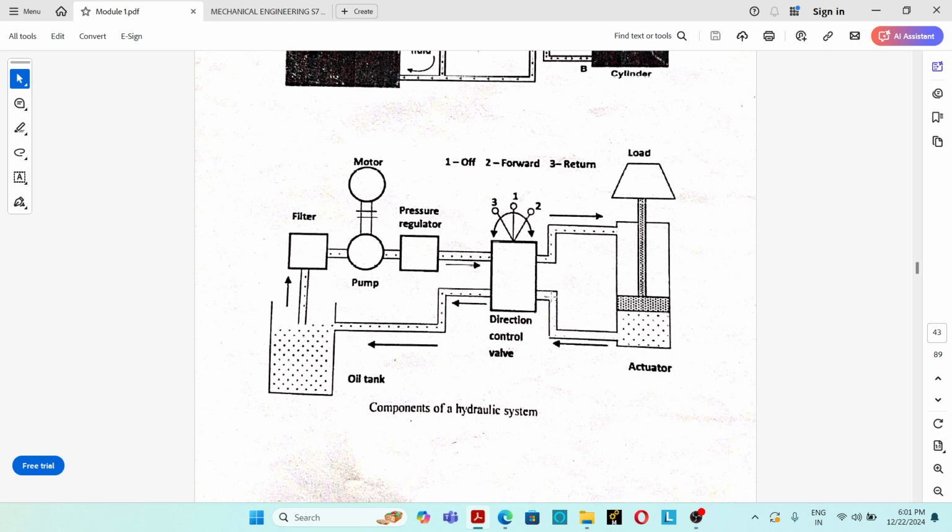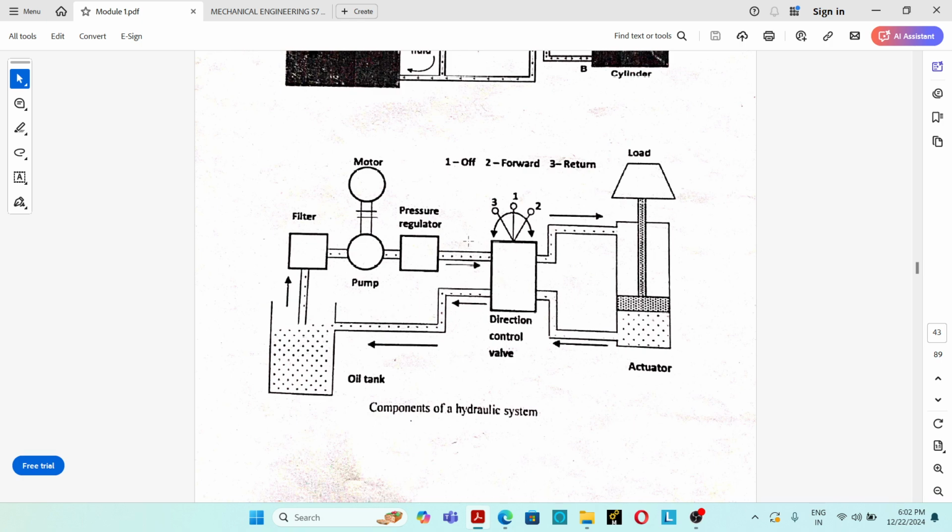So the next important component is direction control valve. The direction control valve controls the direction of motion of the actuators. So this is a linear actuator. A linear actuator produces force resulting in linear motion. So this actuator has an upward movement, a downward movement, and the load can be lifted and stay at a particular height. There are three motions available for this hydraulic actuator. So the direction control valve will control the direction of motion of the actuator.